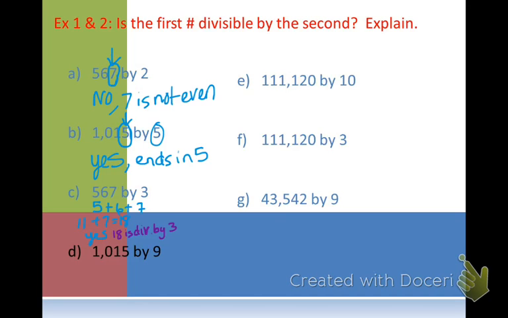D. You're finding out if 1,015 is divisible by 9. And again, just like C, you add them up. You go 1 plus 1 plus 5. You don't need to have the plus 0. We all know 0 is already in there. So we go 1 plus 1 plus 5 is 7. And can 9 go into 7 evenly? No. And you say 7 is not divisible by 9.